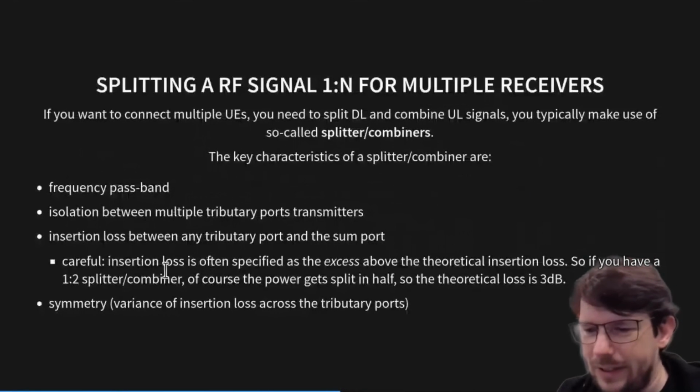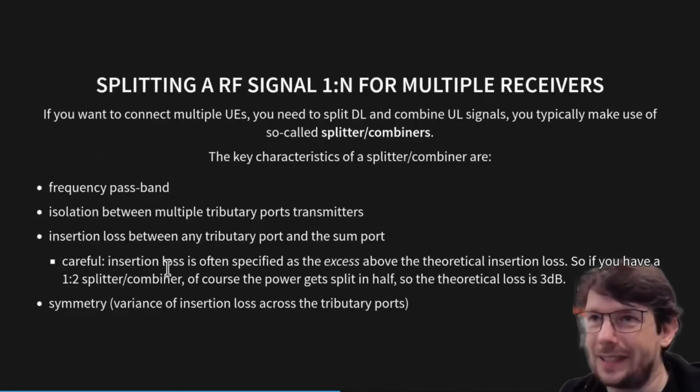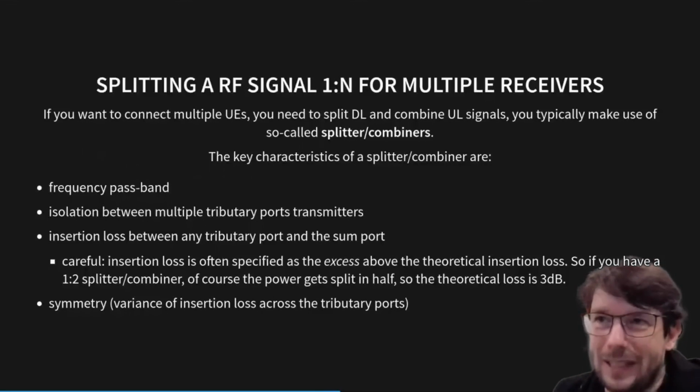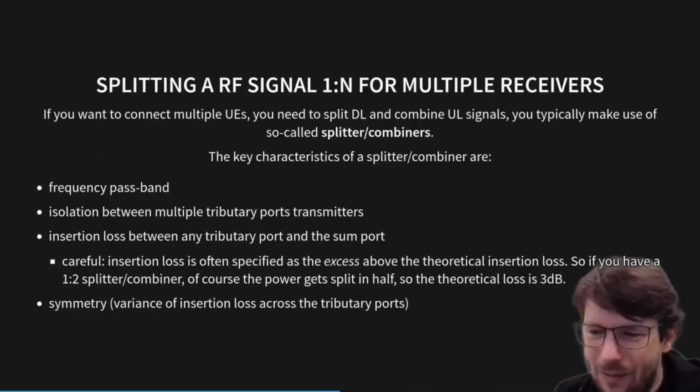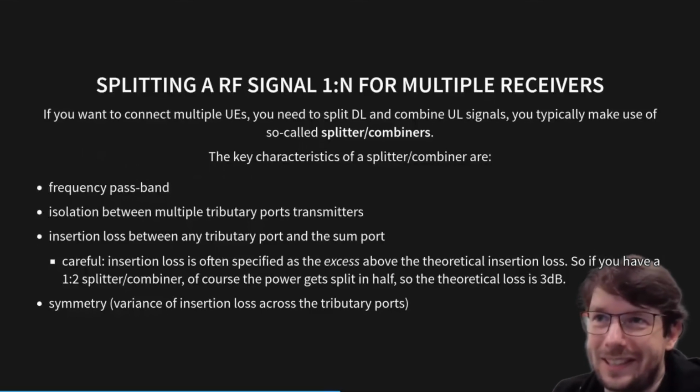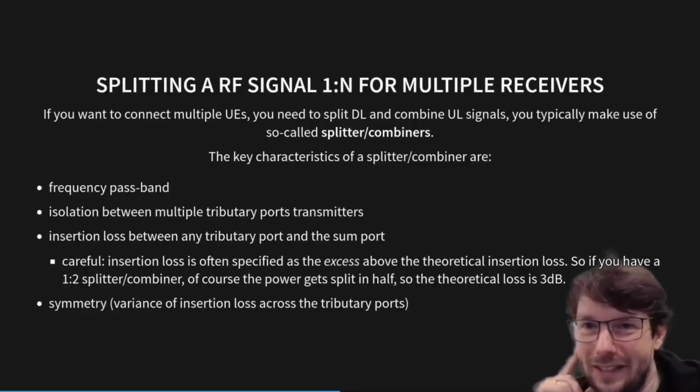Also be careful when reading data sheets, and we will look at that again briefly. The insertion loss is often specified as the excess above the theoretical insertion loss. So you have to be careful when looking at data sheets. A 1-to-2 splitter combiner, by definition, splits the power in half. Even in the ideal splitter combiner, if you put 10 dBm in on the sum port and you split it in two, there will be 3 dB less on both of the tributary ports. So 10 dBm in, 7 dBm out on both of those tributary ports. That's the theoretical loss, of course, because half of your power is lost in there. And then you have the excess loss, which is how much more attenuation the real world implementation creates on top of the theoretical loss that you have anyway in such a splitter.